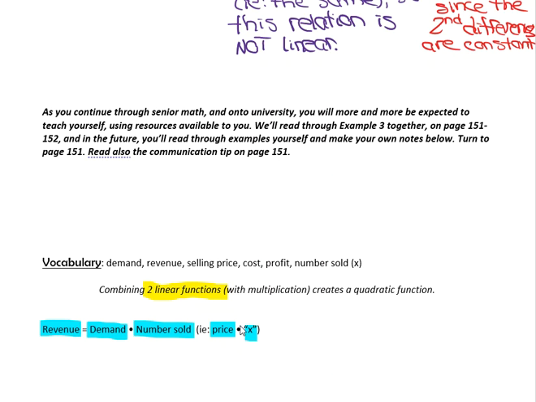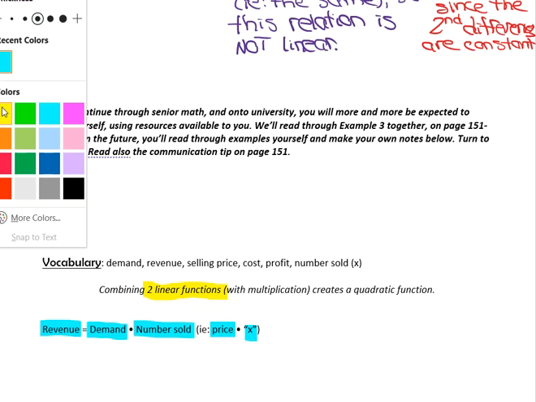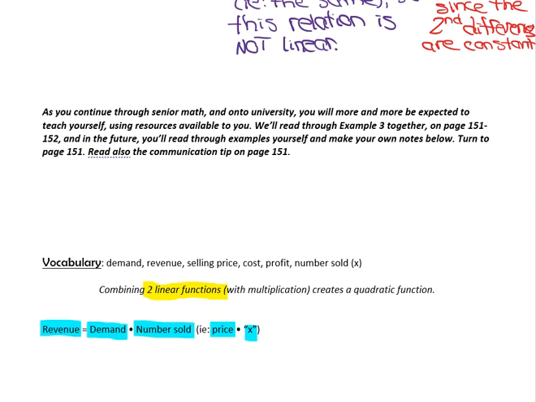So we're going to go back up to this part here now, and I know I don't have a textbook in front of me, so I'll read it off. As you continue through senior math and into university, you will more and more be expected to teach yourself using resources available to you. We'll read through example 3 together on page 151, 152. And in the future, you're going to read through the examples yourself and make your own notes. So this is just, when I was in university in math classes, the lectures were relatively short compared to how much time you had to actually study and look stuff up on your own. So that's just what I'm kind of showing you here.